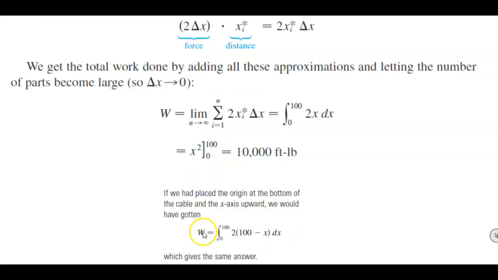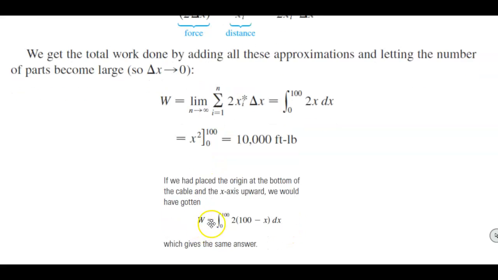Now if we had placed the origin at the bottom of the cable and the x-axis was pointing upward, then we would have gotten the following. W again would have equaled the integral with limits from 0 to 100, but since we're going to take 100 minus x as the distance times the force, which would be 2 dx, it would give you the same answer.